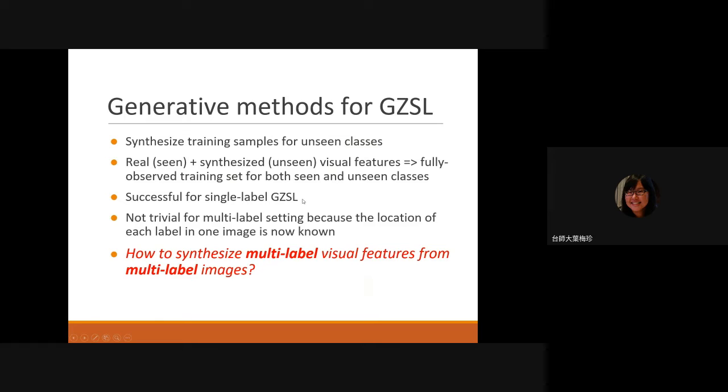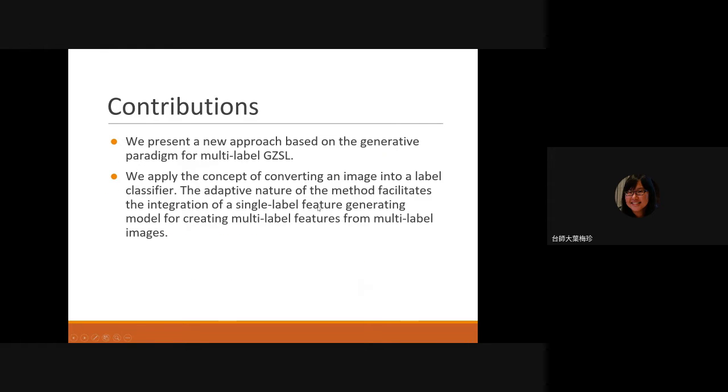This is quite successful for the single-label zero-shot learning problem. However, it's not trivial for the multi-label setting because we don't know the location of each label in one image. So the question is how to synthesize multi-label visual features from multi-label images. In this paper, we present a new approach based on the generative paradigm for multi-label zero-shot learning. In particular, we convert one image into a label classifier. This adaptive nature facilitates the integration of a single-label feature generating model to create multi-label features from multi-label images.